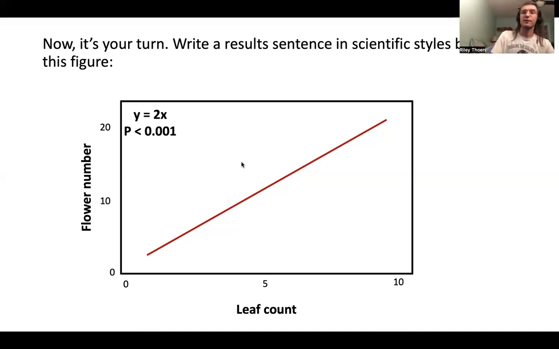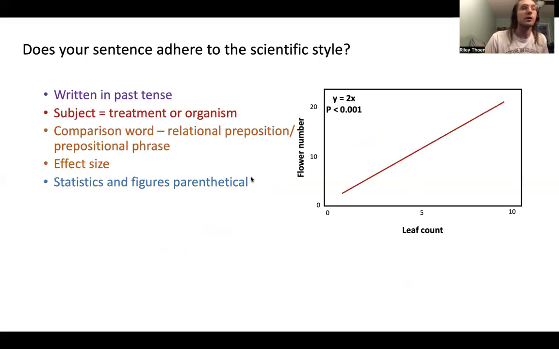Okay, so let's check on this. I'll ask you the following questions. Is your sentence written in past tense? Is the subject of your sentence treatment, organism, or dependent variable? Does your sentence include a comparison between groups or some sort of relational preposition or prepositional phrase, and an effect size? Those two being, again, the quantitative comparison statement. And does it include any sort of statistics in parentheses rather than in the main text?